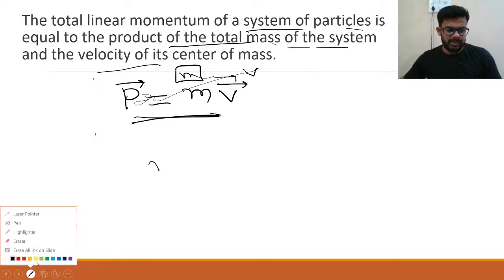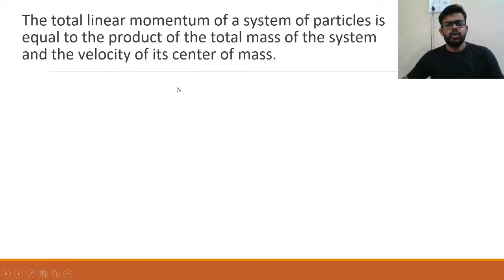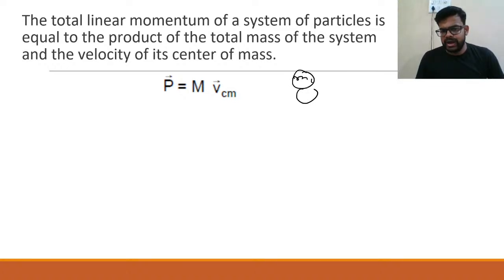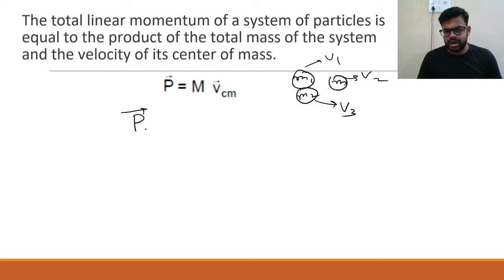We need to talk about this today. The momentum of a particle is just mass into velocity. If I am talking about the momentum of a system, let's say I have a system with more than one mass: m1, m2, m3, moving with different velocities v1, v2, v3, like that. So I will say the momentum of the system.